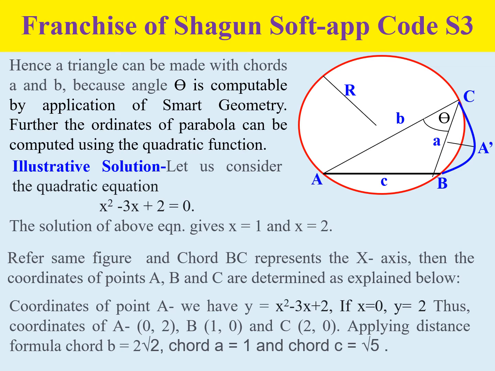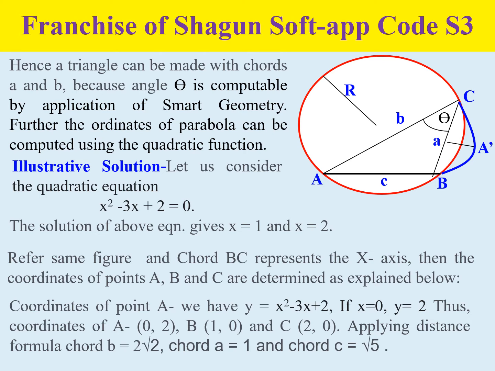As an illustrative example, let us consider the quadratic equation x² − 3x + 2 = 0. The solution of the above equation gives x = 1 and x = 2. In the figure, if chord BC represents the x-axis, then the coordinates of points A, B and C are determined as explained below. Coordinates of point A, we have y = x² − 3x + 2. If x = 0, then y = 2. Thus, coordinates of A (0, 2), B (1, 0) and C (2, 0).